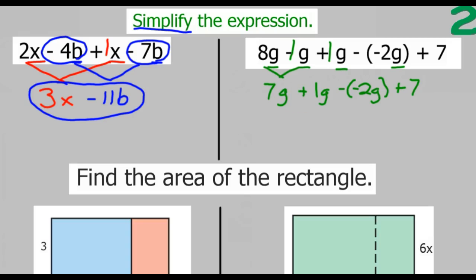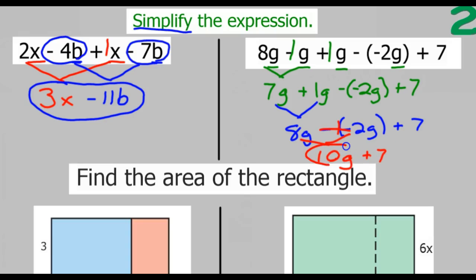Still have G's, so I can combine those. 7g plus 1g gives me 8g minus a negative 2g plus 7. Now if I have a subtraction sign followed by a negative, I know I can make that a plus. So I have 8g plus 2g, which gives me 10g. Then we have the plus 7 that has nothing to combine. Our answer is 10g plus 7.